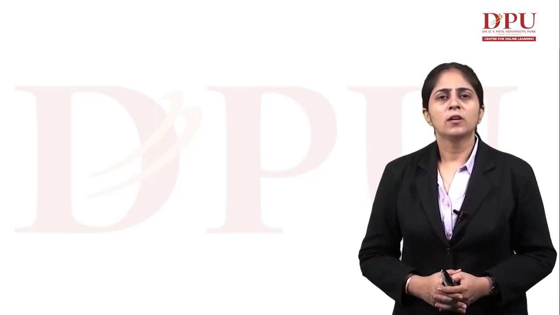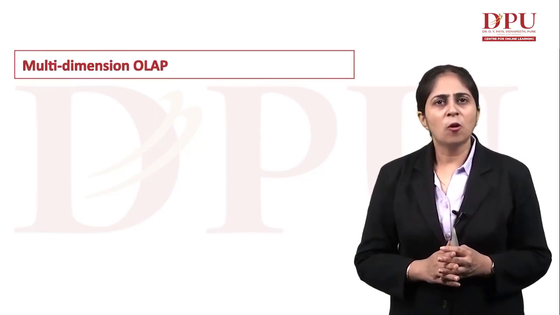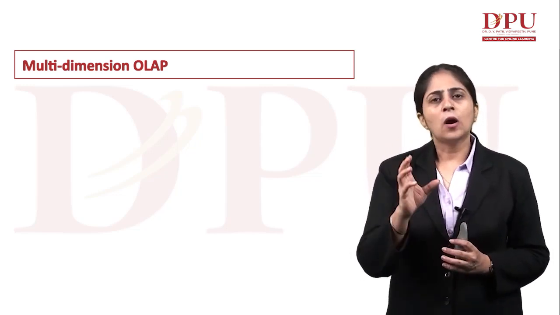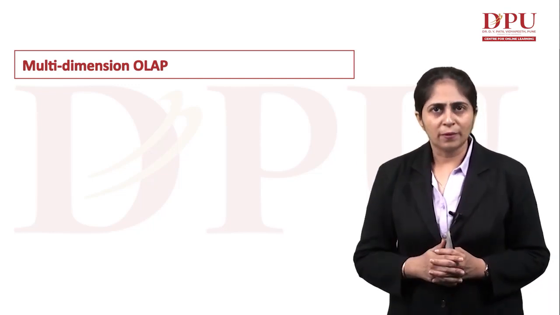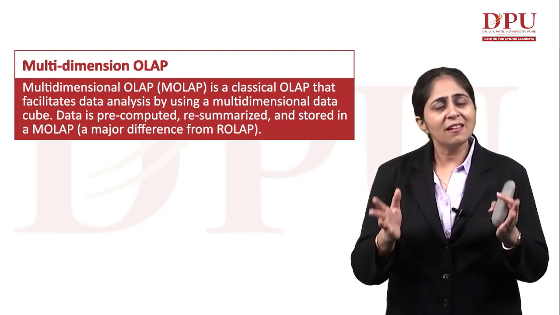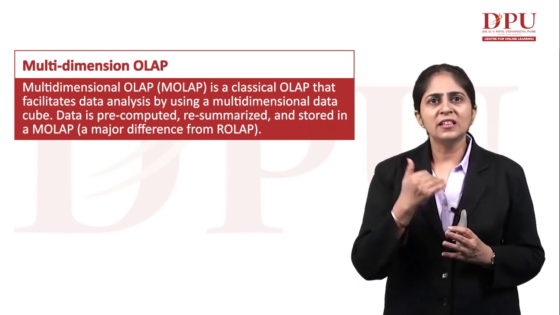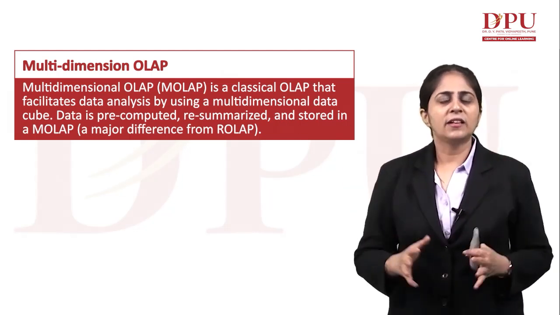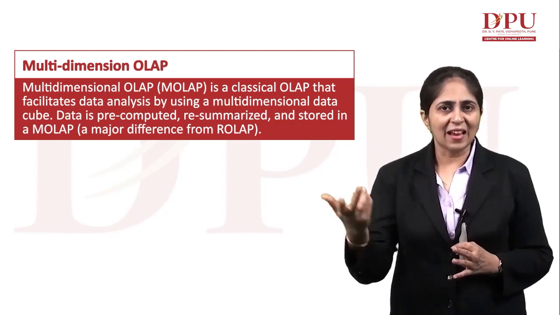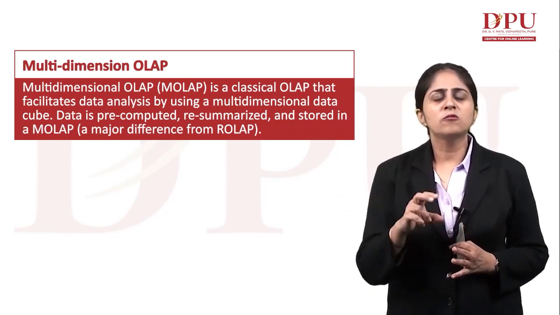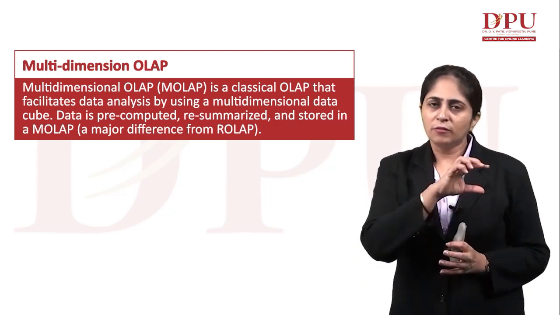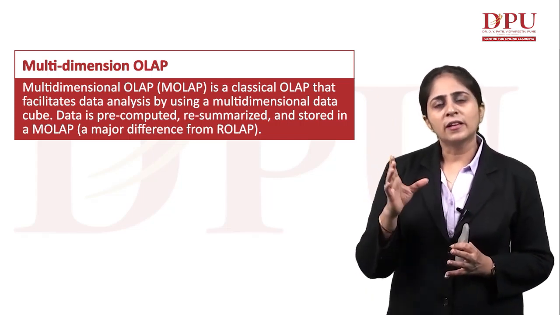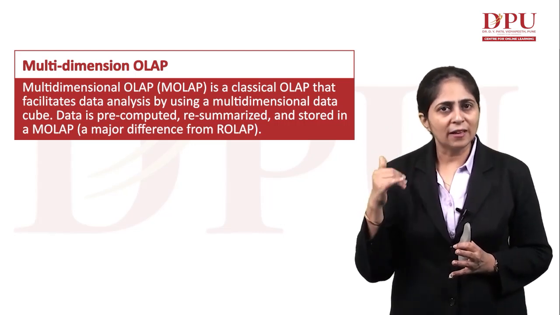So that is why we use our star schema design, which is basically used to power the business intelligence models. Now, talking about MOLAP, or multi-dimensional OLAP. OLAP is online analytical processing. MOLAP is a classical OLAP which facilitates data analysis by using a multi-dimensional data cube. We have a data cube in which we have different sides. These sides can be used to store different dimensions of the data. One particular side of our cube can be used to store the location. Another side of our cube can be used to refer to different types of data that we have.